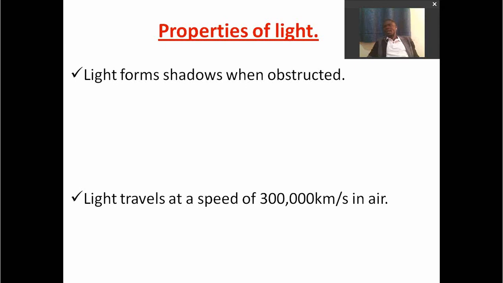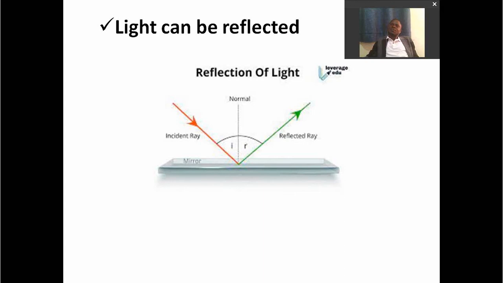Next. Light travels at a speed of 300,000 kilometers per second in the air. Scientists have already proved this. There is nothing in this universe that can run faster than light. Are we together? So, light travels faster than anything you've ever thought about. Let's go to the next.